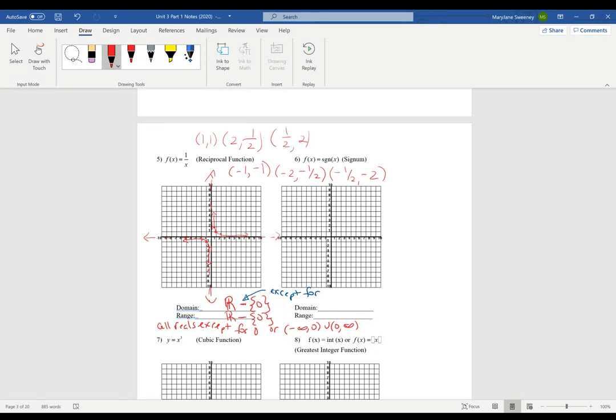Now, the signum graph, this is one that you may have never seen before.